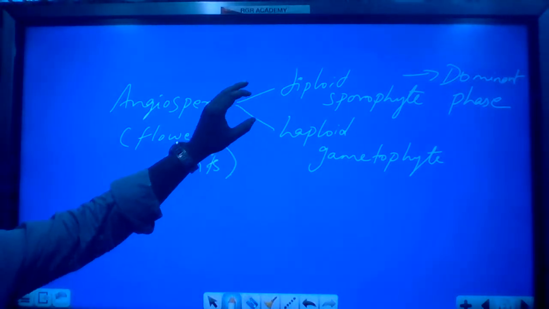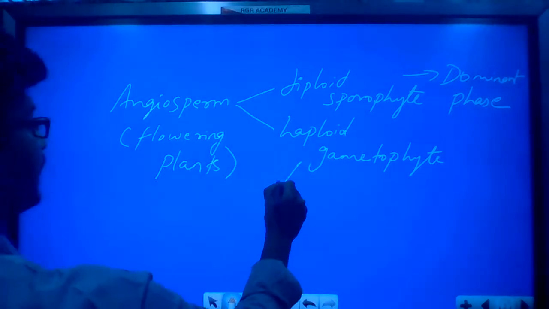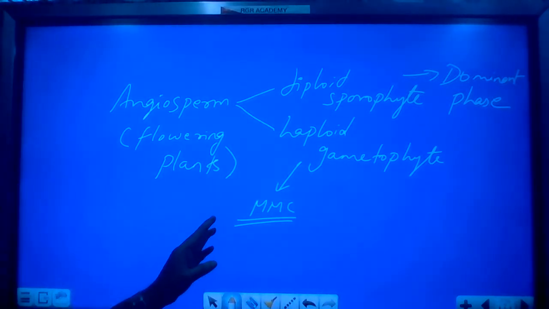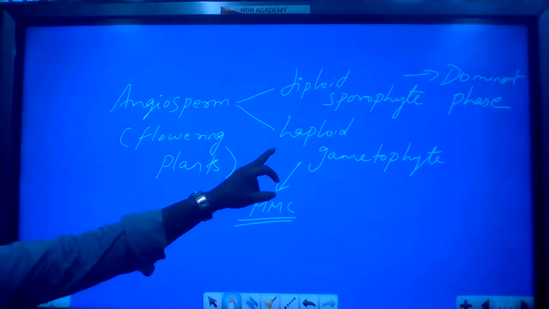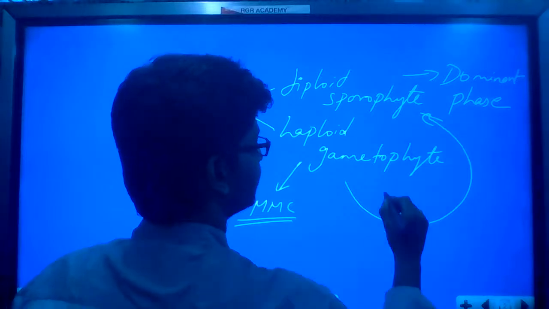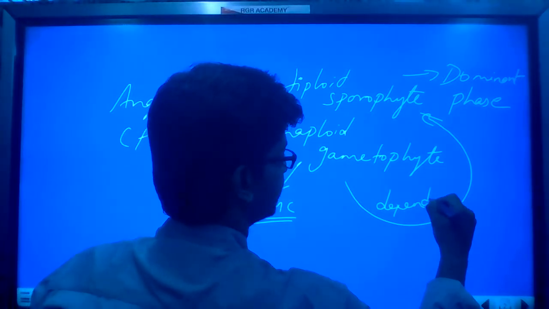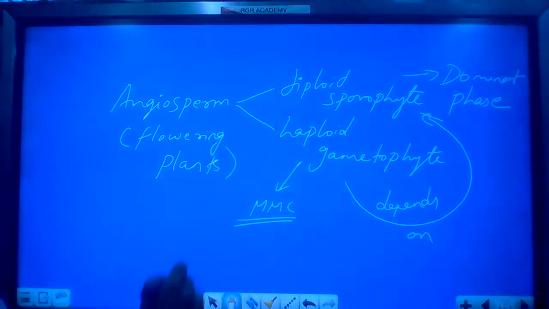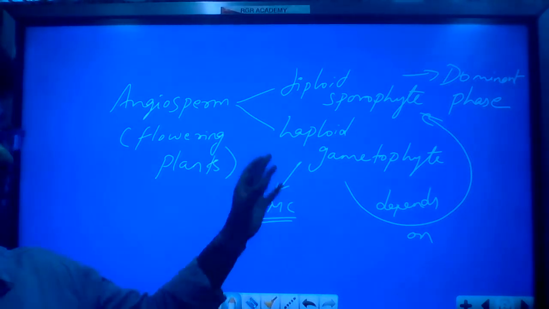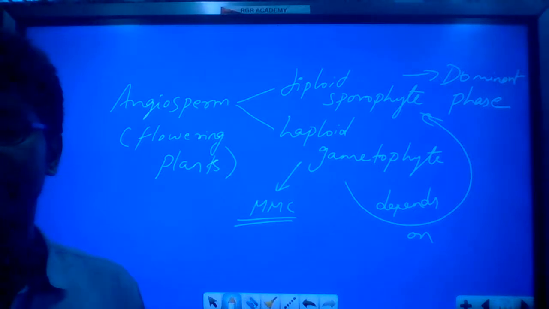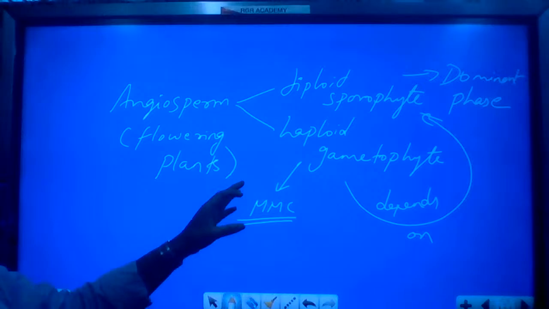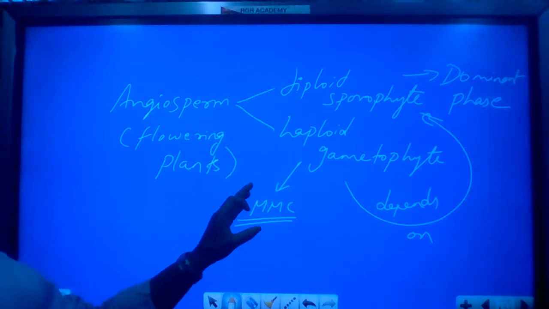And then here you could see the haploid gametophyte. You could see the microspore and megaspore mother cells. The megaspore mother cells, the MMC, will be formed. And this gametophyte depends on the sporophyte. We already discussed the gametophyte and sporophyte concept in the case of pteridophytes and bryophytes, in the previous part itself. So, the diploid sporophyte and the haploid gametophyte.